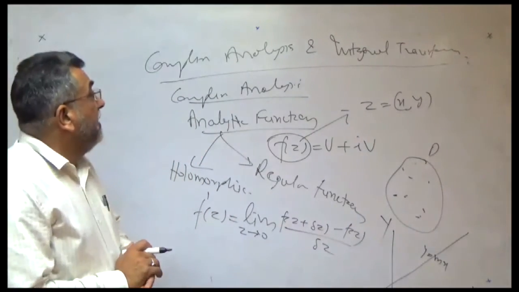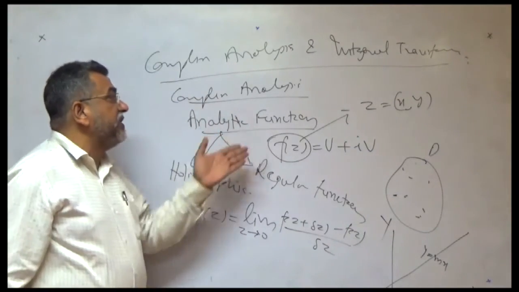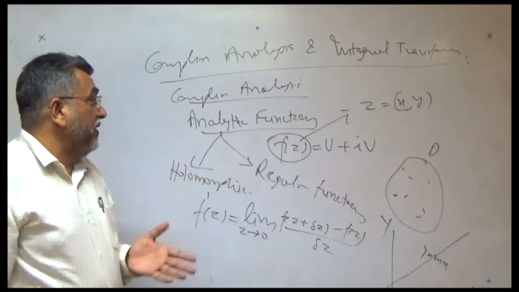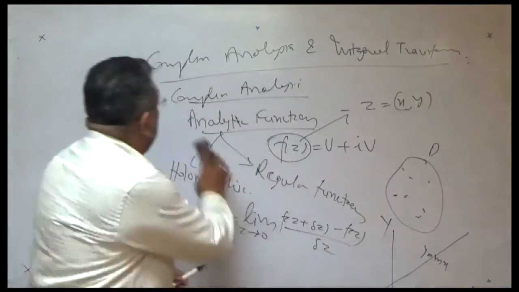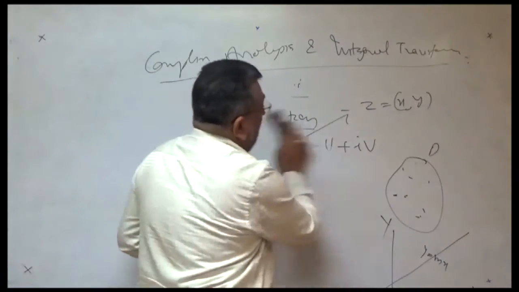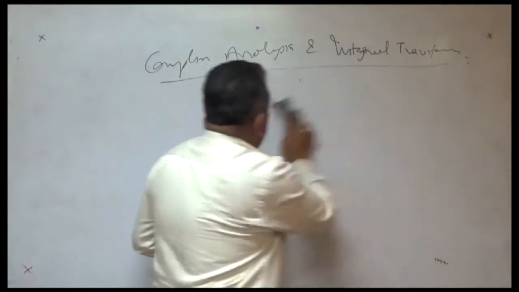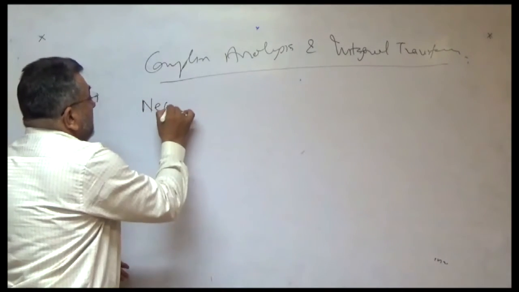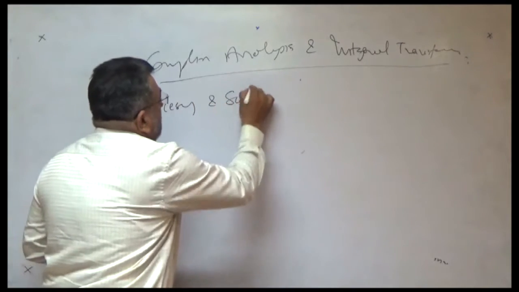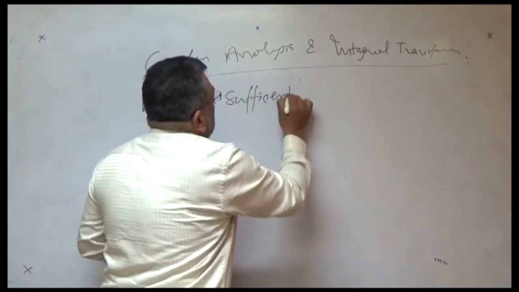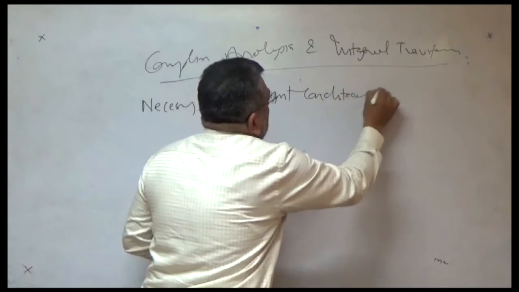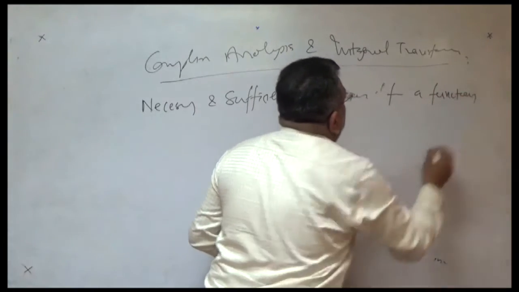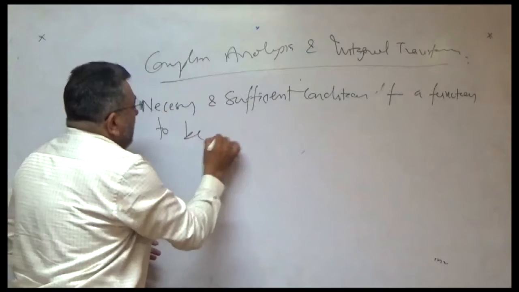Now, today, let's discuss what are the methods and conditions by which we can check whether a given function is analytic or not. For that, there are some necessary and sufficient conditions for a function to be analytic. First, I will discuss the necessary and sufficient conditions for a function to be analytic.